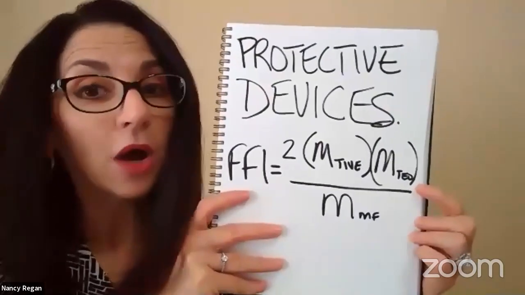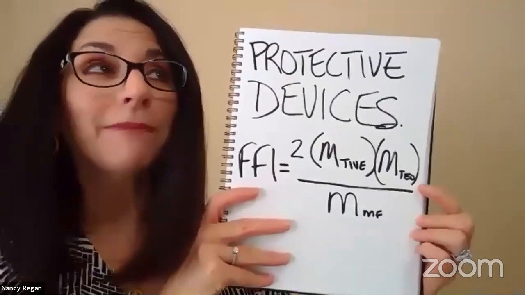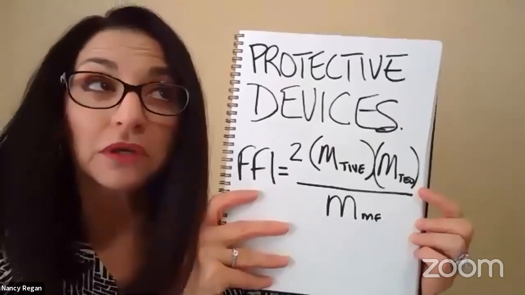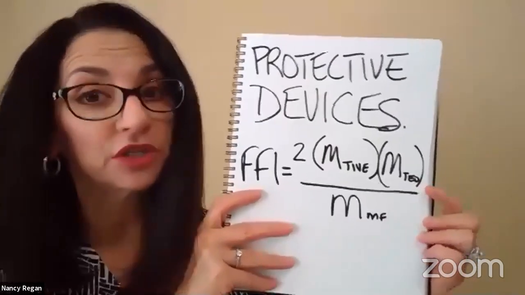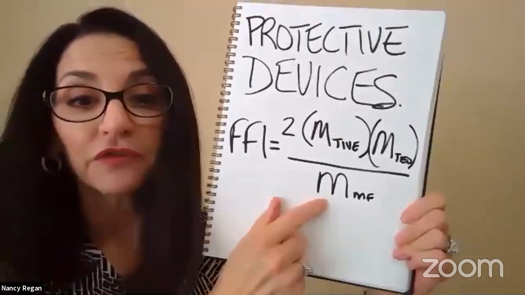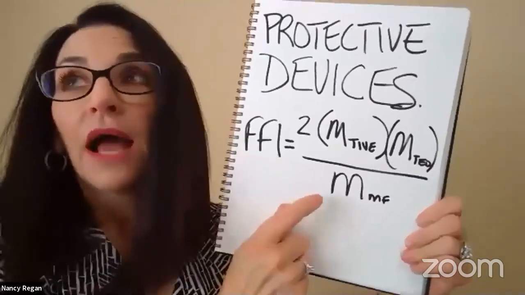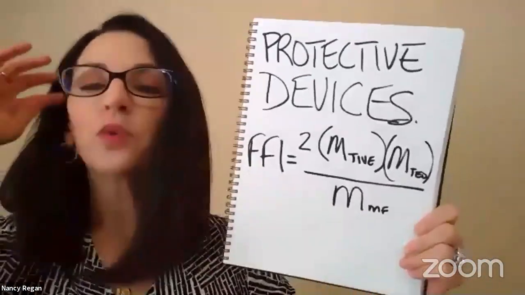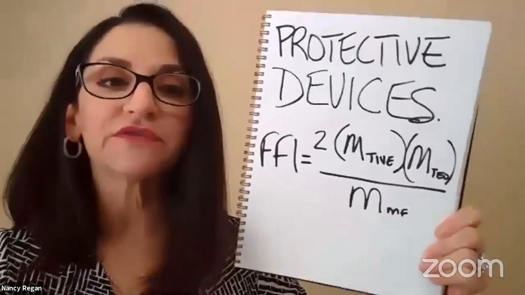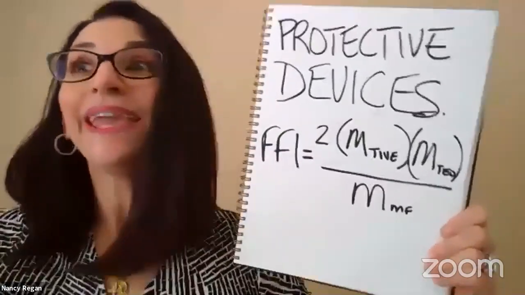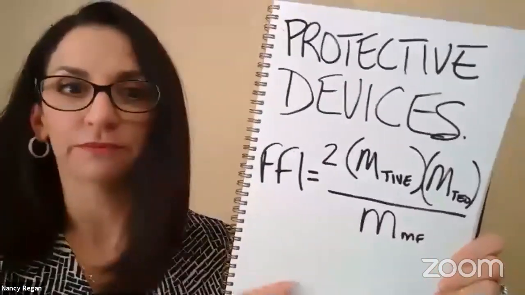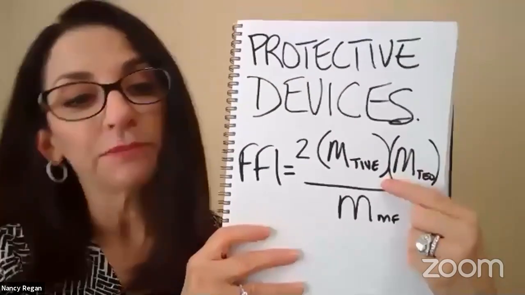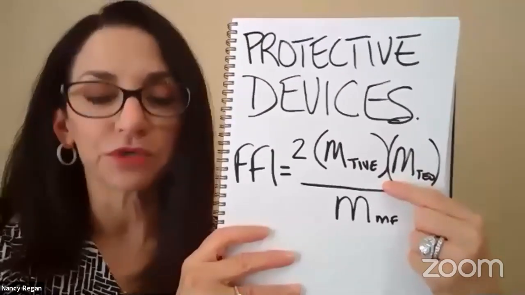MTED is how often we might need it to open, meaning how often might we have an overpressure situation. And MMF is how often are we willing to accept the multiple failure? How often are we willing to accept that our pressure safety valve will be stuck closed and we will have an overpressure situation? Now, sometimes you can find MTBFs of the protective devices in databases.